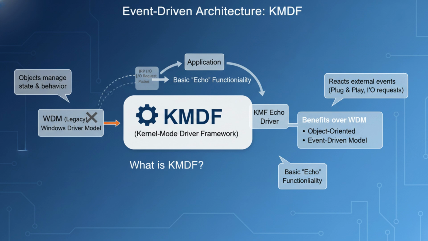Our focus today is on the KMDF Echo Driver, a quintessential example. Its primary function is elegantly simple. It receives an I/O request packet, or IRP, containing input data, and then echoes that data back to the caller. This straightforward operation makes it an ideal candidate for demonstrating how KMDF handles I/O requests and how we can use WinDbg to trace its execution path, inspect its internal states, and understand its interactions with the Windows kernel.